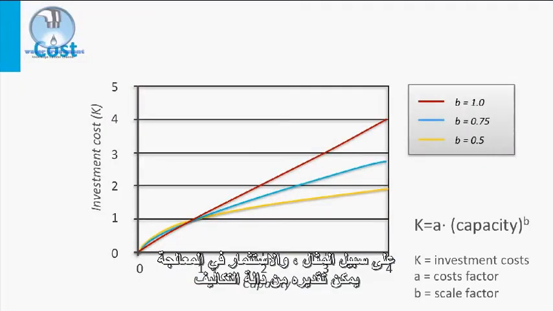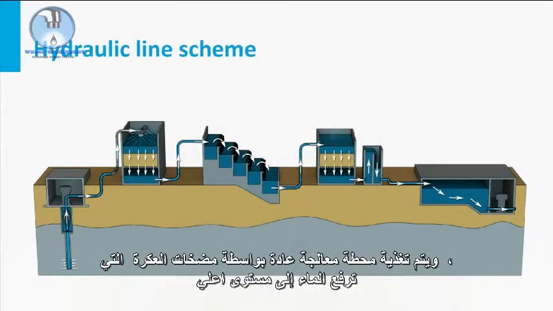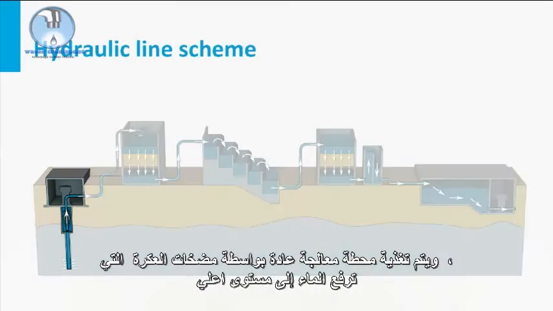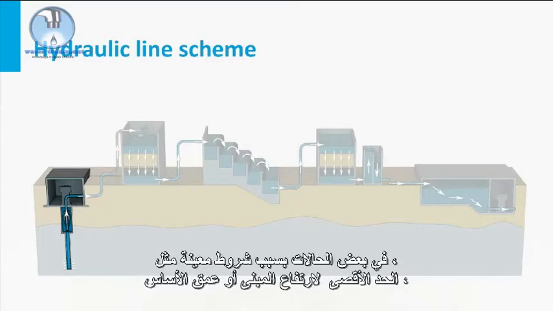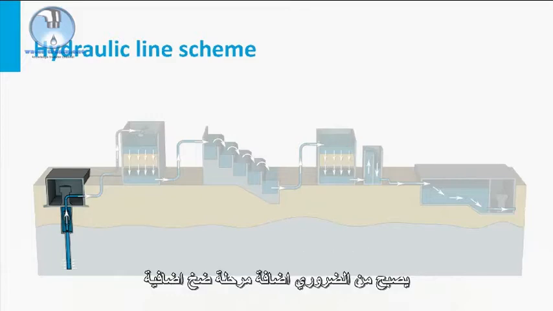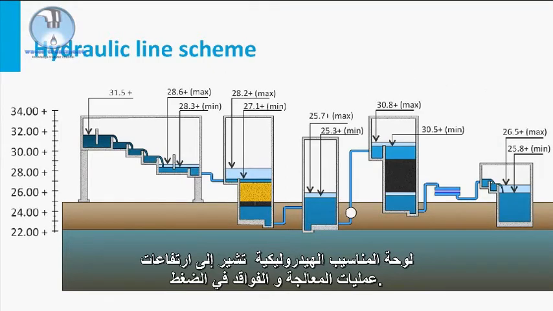For example, the investment in the treatment process can be estimated from the cost function that gives a relation between capacity and investment cost. A treatment plant is normally fed by pumps, bringing the water to a level from where it is able to flow under gravity through the treatment plant to the clear water reservoirs. In some situations, the boundary conditions, maximum building height or foundation depth, are such that an additional pumping phase is needed. The hydraulic line scheme indicates the heights of the treatment processes and the head losses.